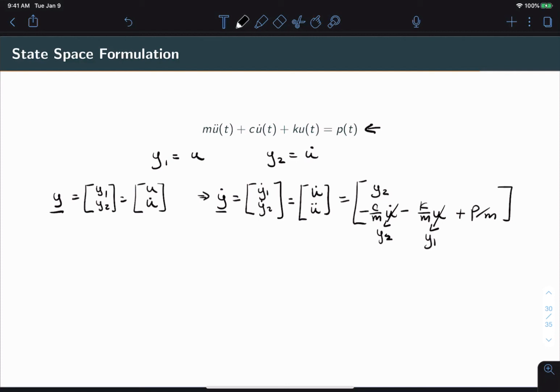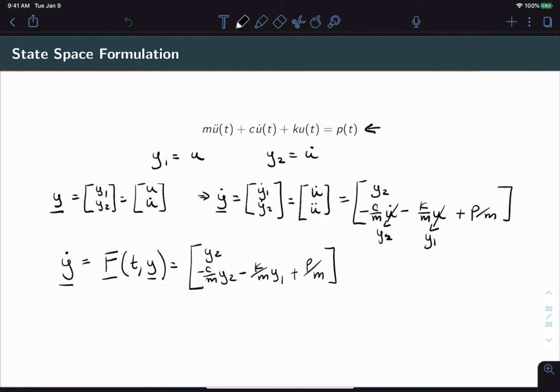So we can set up our first order system. So we have finally y dot is equal to some function of t and y, and that function looks like what we just had there. Notice that this looks exactly like it did before, except now we're using vectors instead of scalar functions.